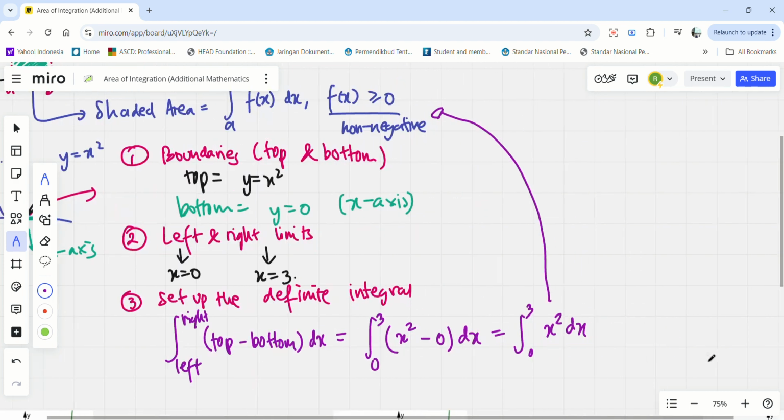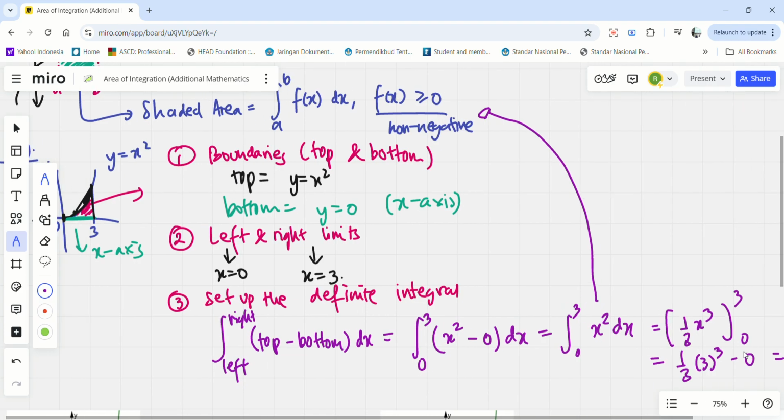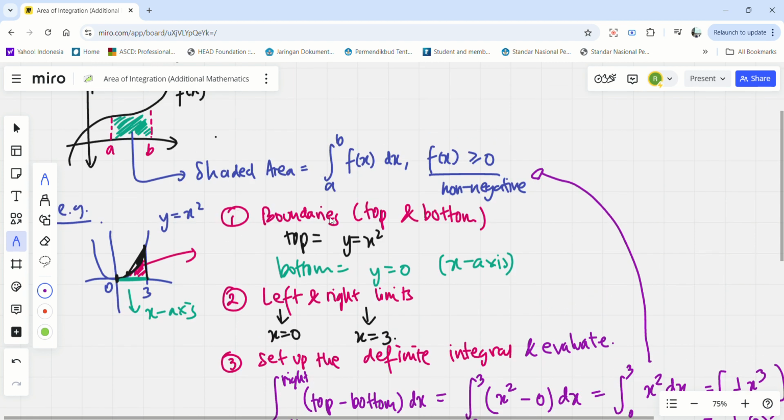Then of course you just need to simplify, calculate, and apply the definite integral. There you go, it's 9 square units. This is practically the procedure of how to calculate area using definite integration. The key concepts are the boundaries and the limits, then you set up the definite integral, then calculate and evaluate. The key is the top and bottom.